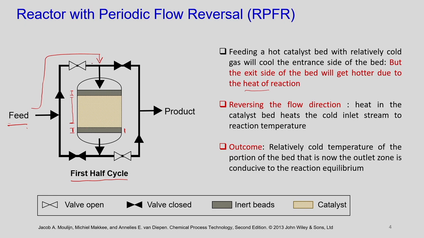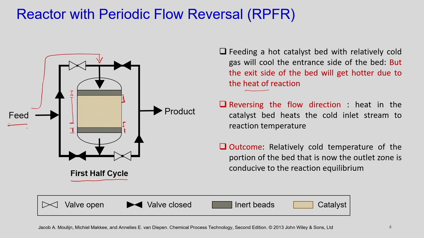So, you put a cold feed instead of hot feed. You put a cold feed, that is, a cold gas. When the cold gas enters, it will cool the catalyst bed in the starting part of the reactor, that is, the upper part of this reactor. It will take up the heat and get itself preheated. But as it takes up heat from the catalyst bed, the equilibrium conversion starts, so conversion takes place. Again, when you go down, the temperature will rise. That is exactly what I have written: the exit side, at this end, will get hotter due to the heat of reaction.